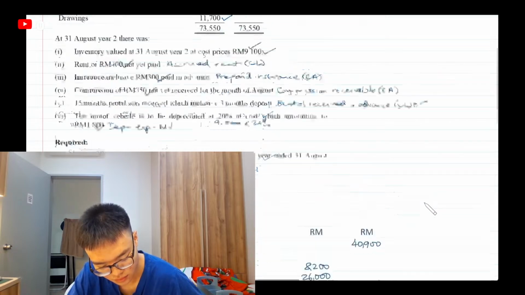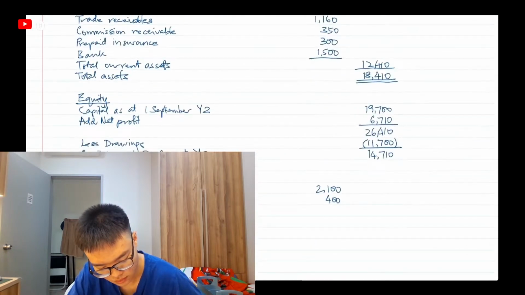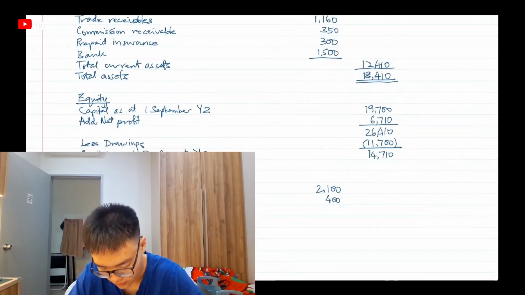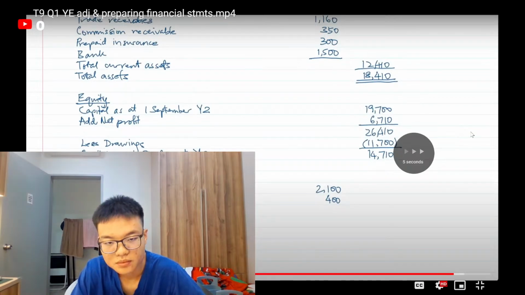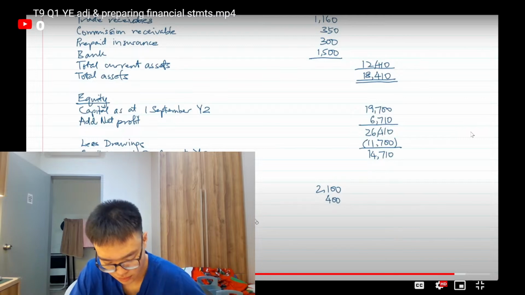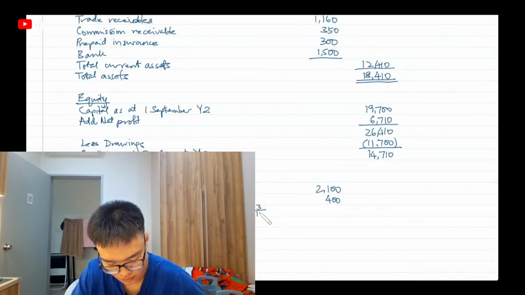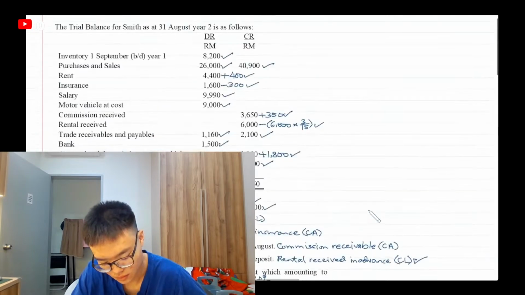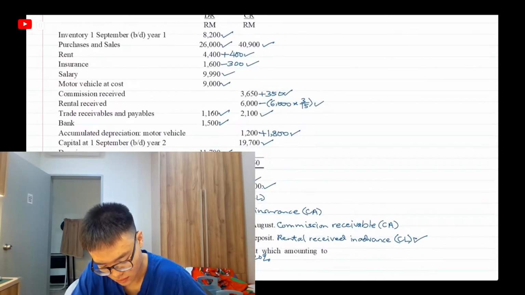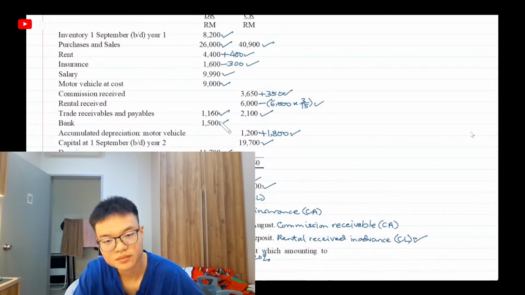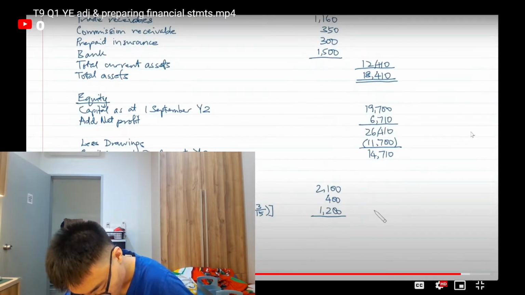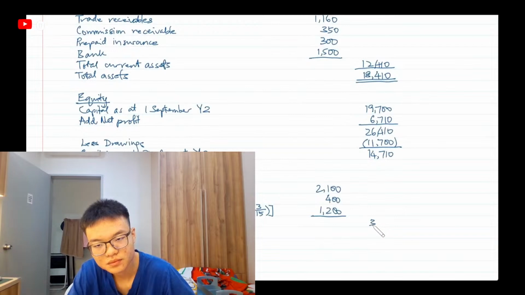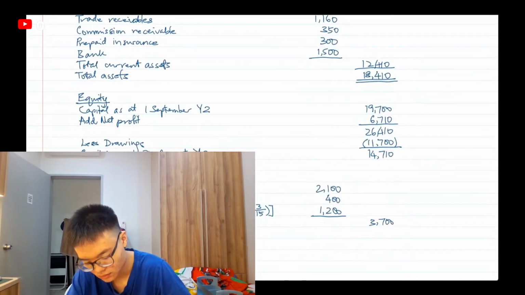Okay, rental received in advance. So I put a tick here first. Minus 6,000 times 3 over 15. That gives us 1,200 ringgit. And that is the last current liability. We have no other liabilities. So again, I've looked from the top here, all our current liabilities. Total current liability, and it totals 3,700 ringgit. So this is a total liability.